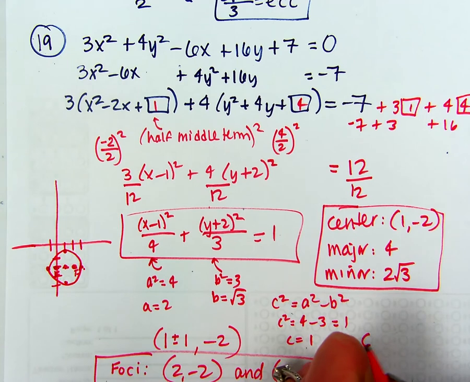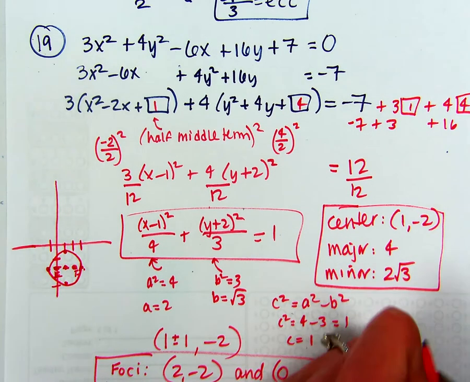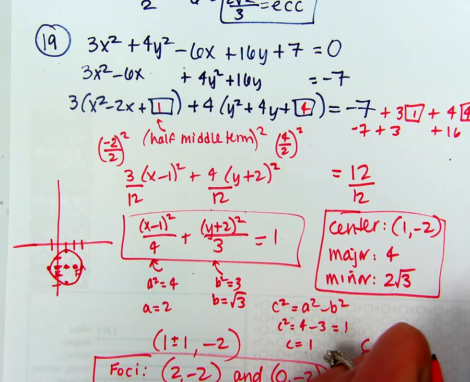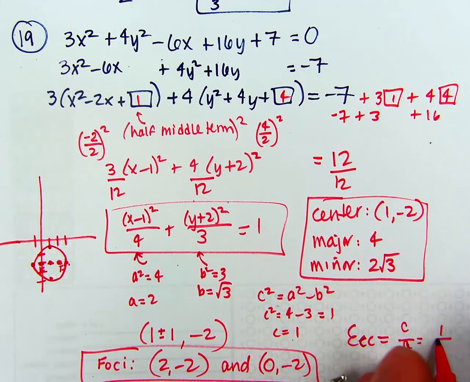And then the last thing is your eccentricity. So that is c over a. C is 1 and a is 2, so my eccentricity is a half.